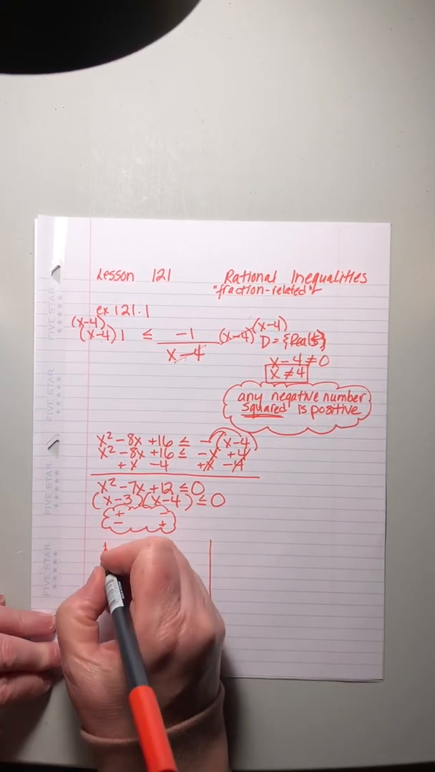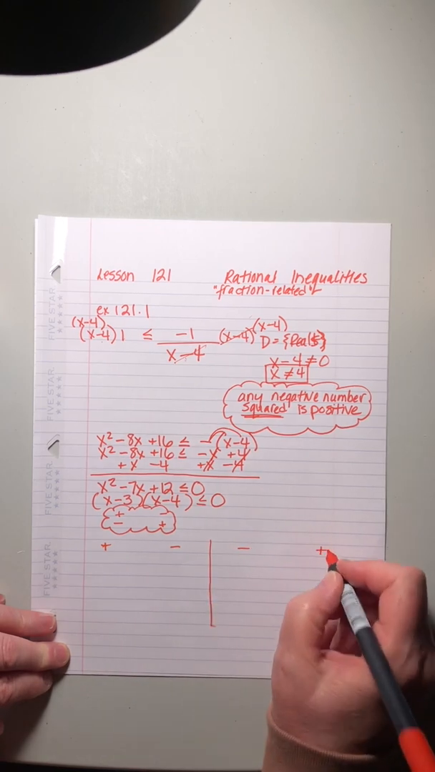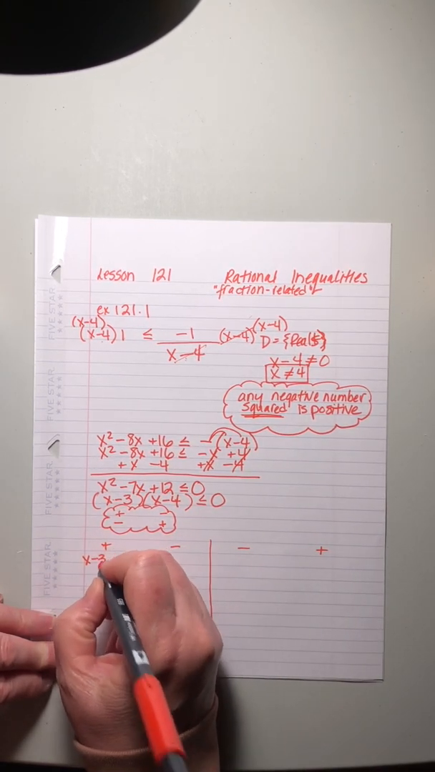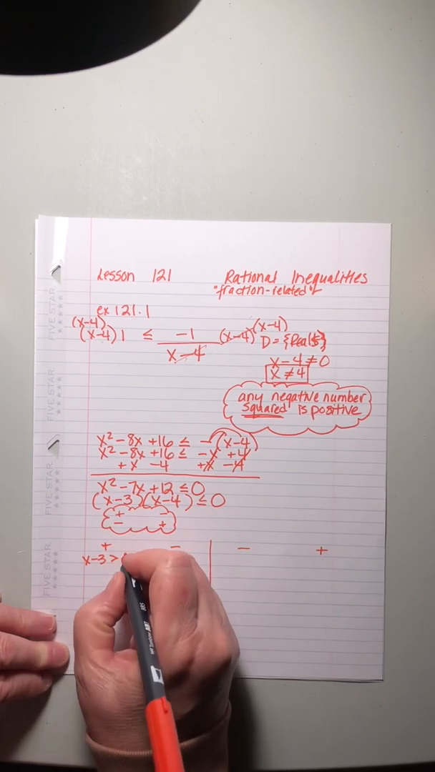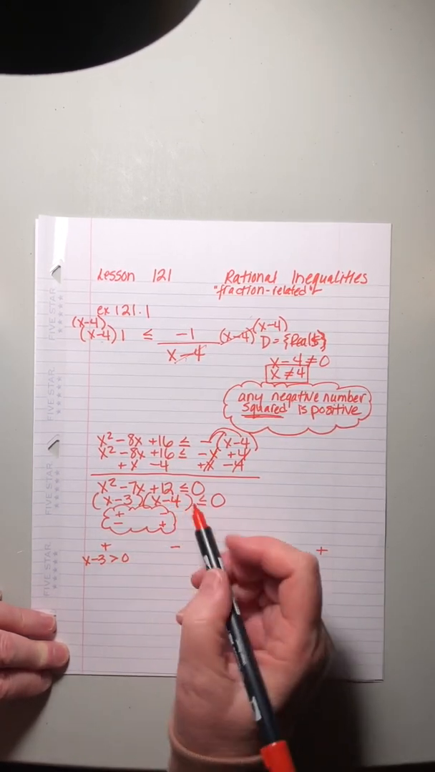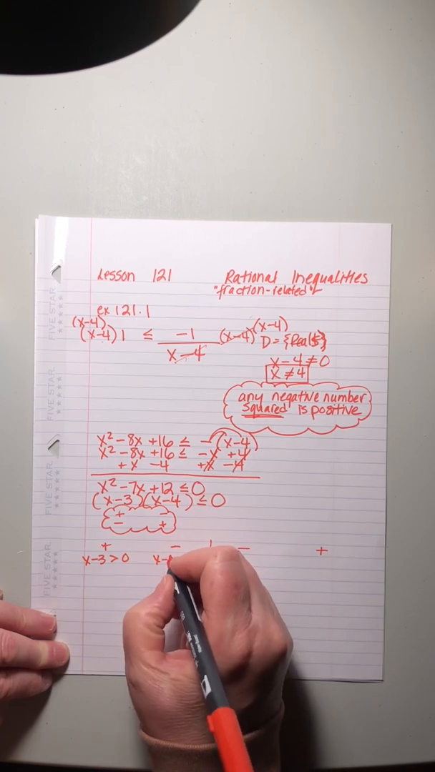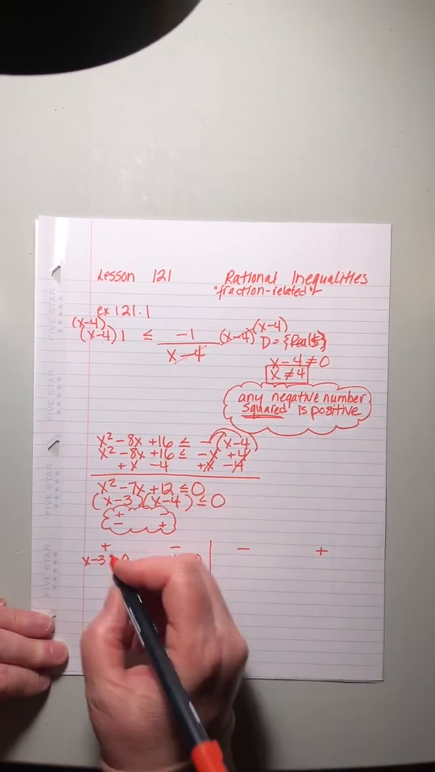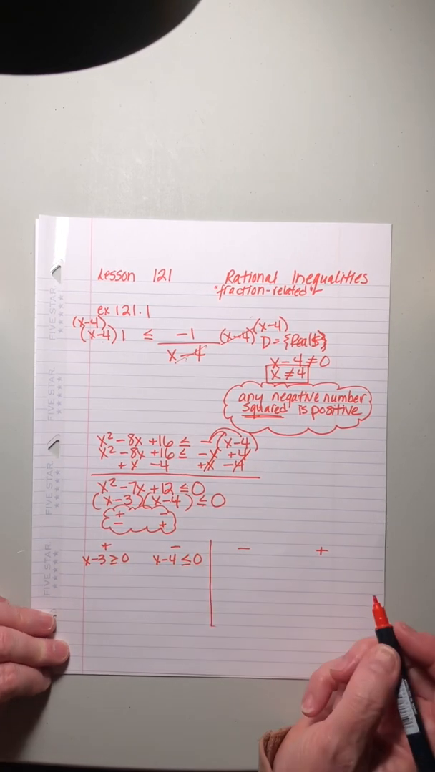Okay, so now we go to our list thing. We'll put the plus minus there and the minus plus there, and that relates to these in order. So in this one, we'll have x minus 3, and we want it to be a positive number, so it's greater than 0. And then we want the second one to be negative, so x minus 4 is less than 0. Oh, and I need the equal signs because I just copy whatever the original problem had.